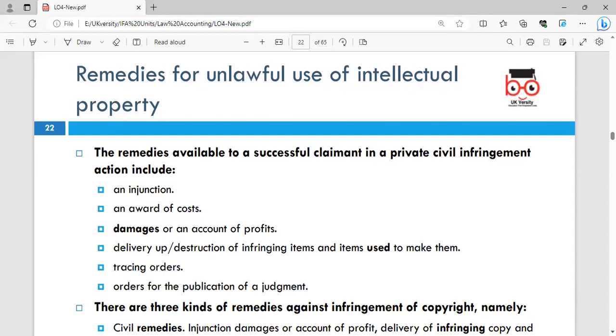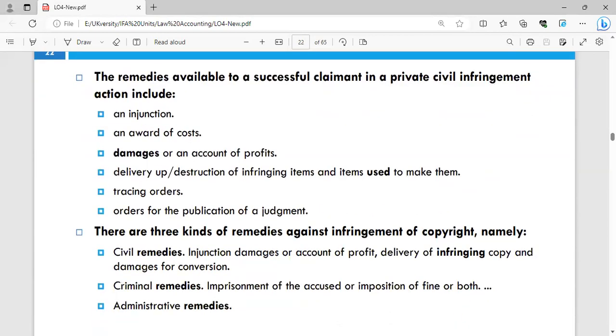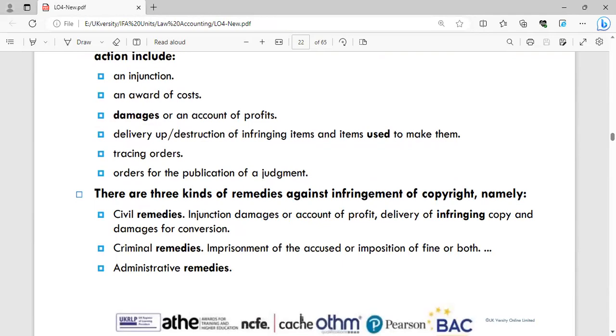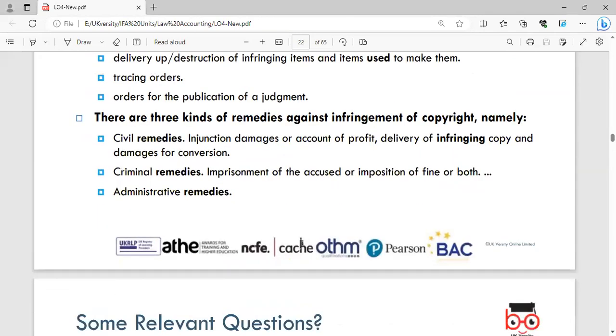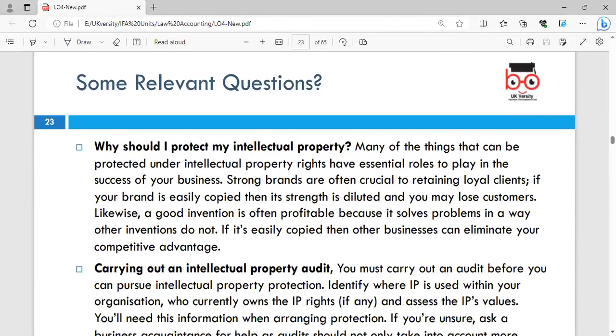There are remedies for unlawful infringement of intellectual property rights. Remedies available for a successful claimant include private civil infringement actions, injunctions, awards and damages, delivery, and tracing orders. There are three kinds of remedies for infringement of copyright: civil remedies, criminal remedies, and administrative remedies. Remedies mean what you are entitled to.